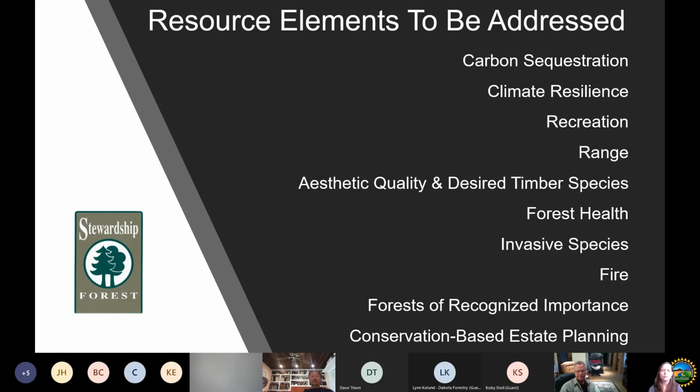And then conservation-based estate planning. That part is primarily to make sure that these timberlands stay within the family or don't get broken up. We want to discourage fragmentation as much as possible. We want to keep ag and forestry as productive as possible in the system.